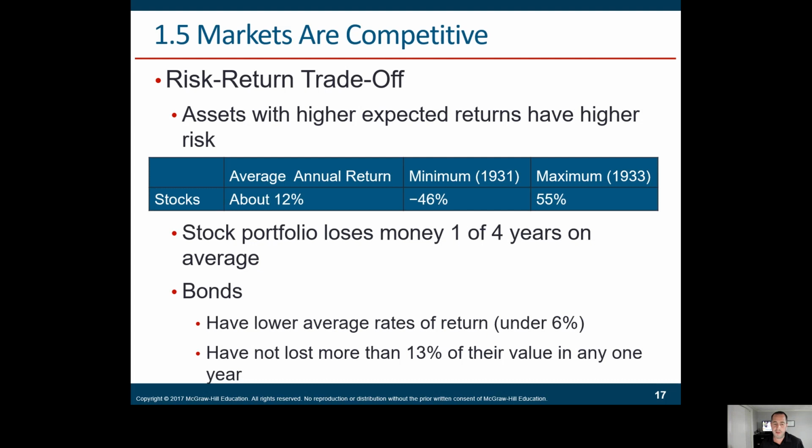Bonds have a lower average rate of return. It says here under 6%, but for quite a few years, and I can't imagine for quite a few years more, we won't see bonds with anywhere close to a 6% return. I kind of expect 3 or 4% in this environment. But bonds have not lost more than 13% of their value in any one year. So, considering the stock market can crash in the high to mid double digits, bonds typically don't lose that much.